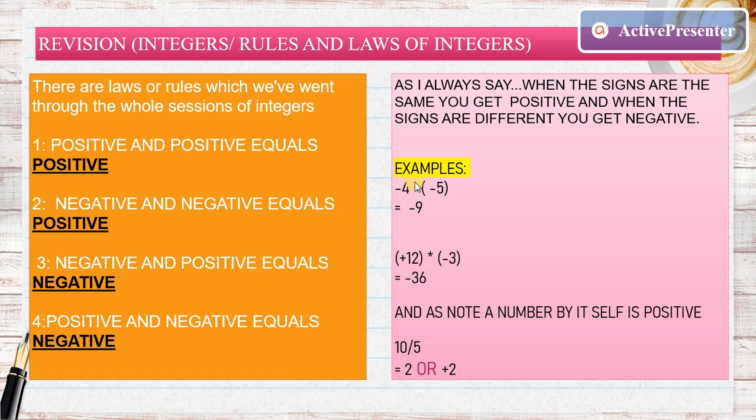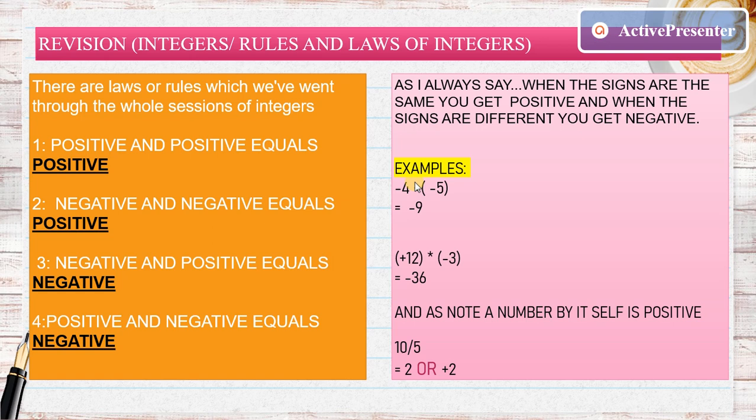Now, there are laws and rules which I've literally stated and pointed out in every single video I have made. The first law is that positive and positive equals positive. Negative and negative equals positive. Negative and positive equals negative. And positive with negative equals negative. Those are the rules. And as I always say, when the signs are the same, you get positive, and when the signs are different, you get negative. That's the simplest way to put it.